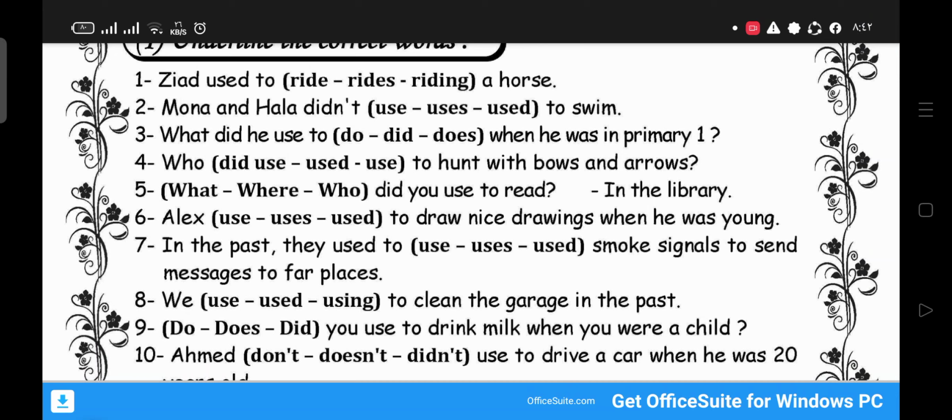Number four, who did use or used to hunt with bows and arrows? The answer is who used to hunt with bows and arrows. Don't choose did use, because we ask about the subject. Who used to hunt with bows and arrows?